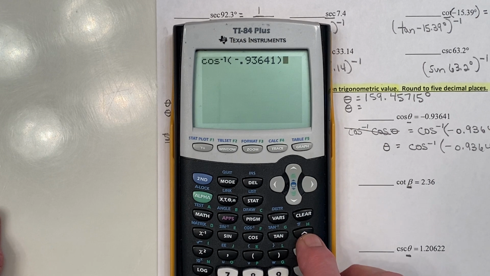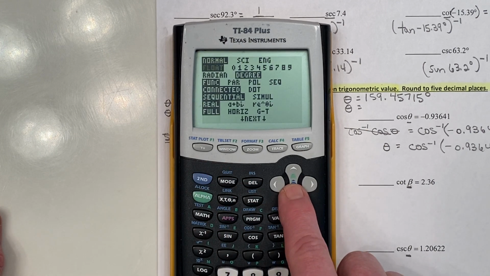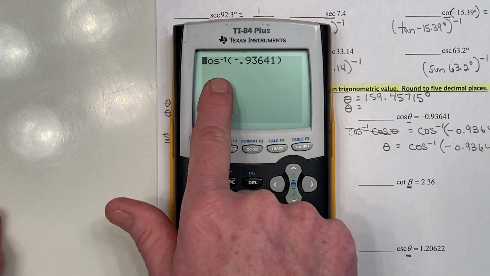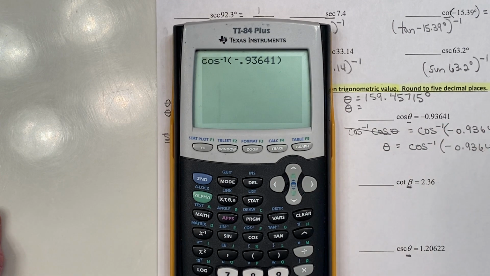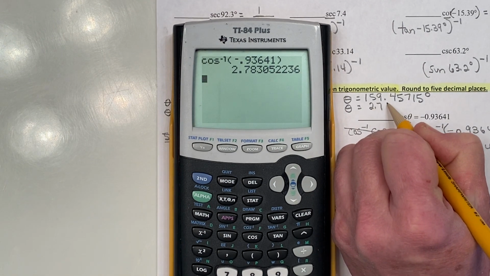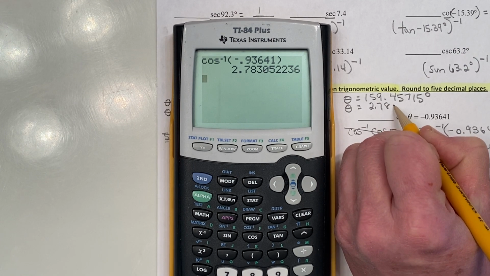I want to change my mode. Let me see if it's not too late. It is too late. No, maybe it's not. Let's go to radian. So now let me quit. I'm in radian mode, arc cosine. Okay, so 2.78305 radians.